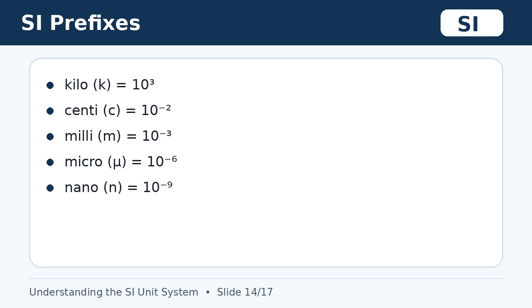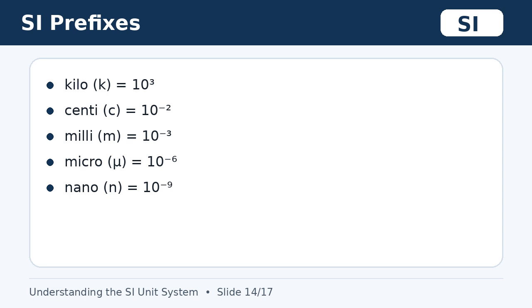The prefix kilo, with the symbol k, represents 10 to the power 3. 1 kilometer is equal to 1000 meters. The prefix centi means 10 to the power minus 2. 1 centimeter is equal to 10 to the power minus 2 meters. The prefix milli means 10 to the power minus 3. 1 millimeter is equal to 10 to the power minus 3 meters.